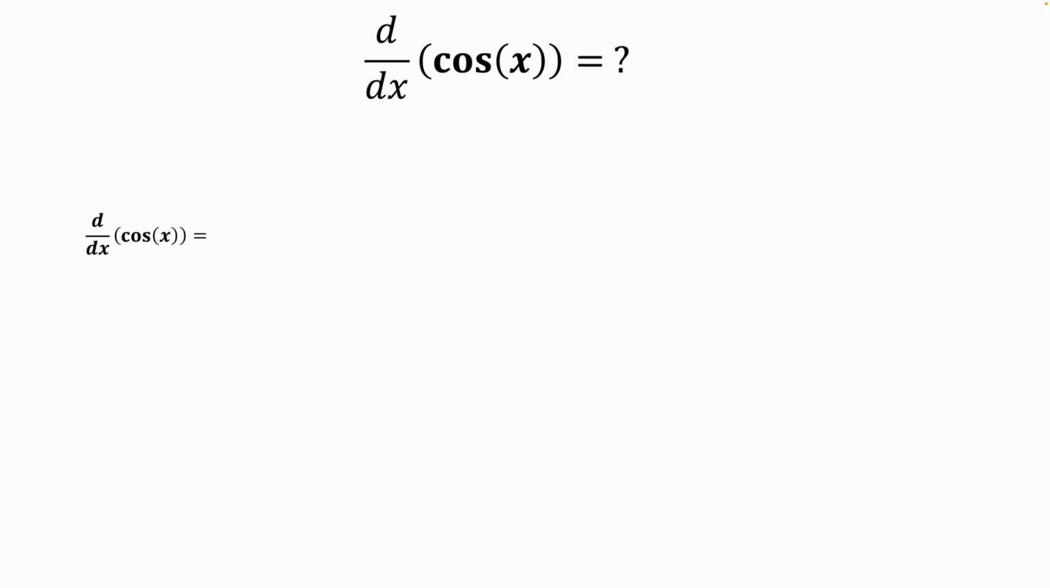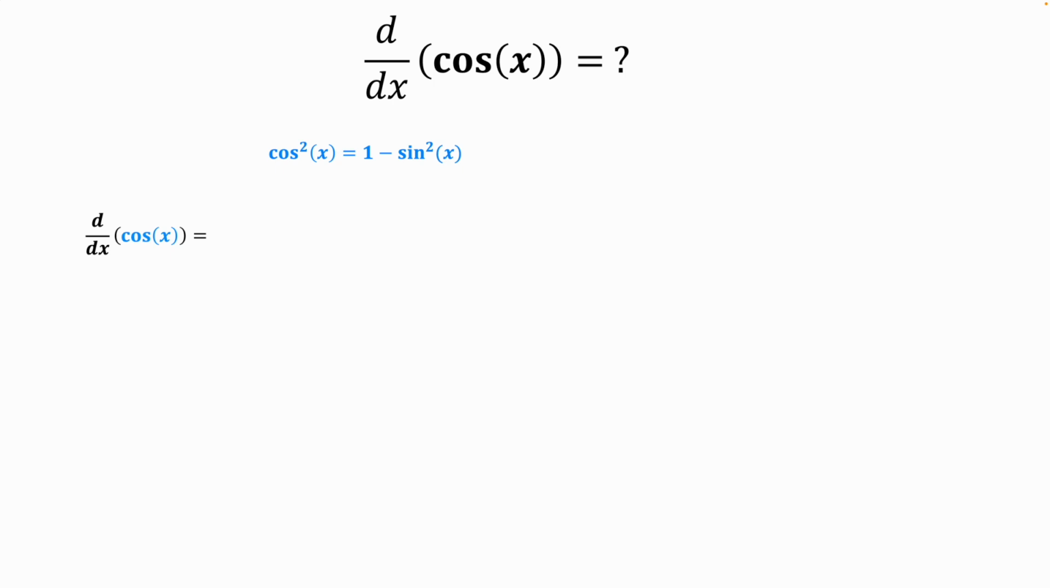Rather than go to the limit definition of a derivative, what I'm going to do is rethink cosine itself. If you remember, we already know the derivative of sine is cosine. So I want to take this cosine that you see and convert it into a sine thing. I can do that through the Pythagorean identity: sine squared plus cosine squared is 1.